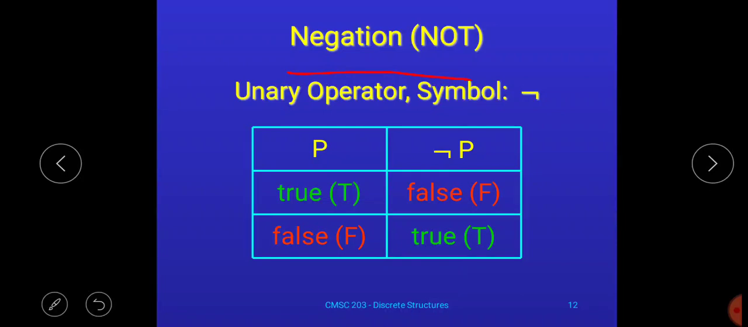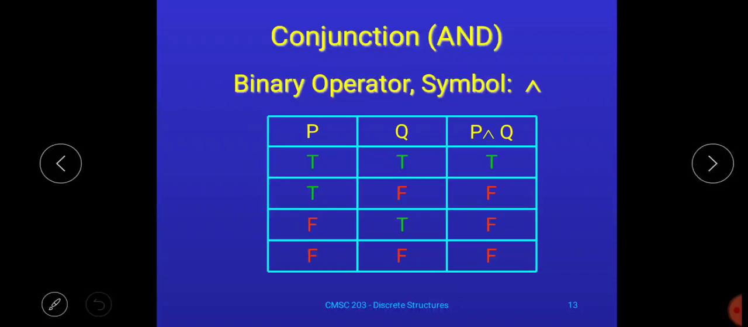So for negation we don't require more than one proposition. In case of negation, we can apply it only on one proposition. That's why this is called unary. But unlike that, conjunction is not unary. This is a binary logical connective. Binary means it will require a minimum of two propositions. So as I said earlier, AND is also called conjunction, denoted by this symbol.